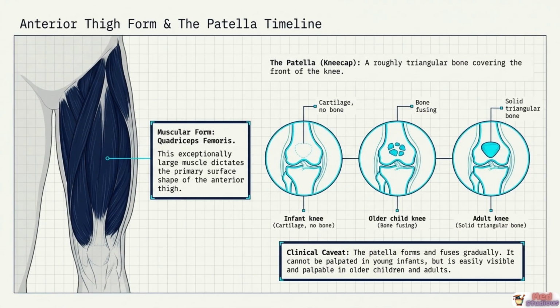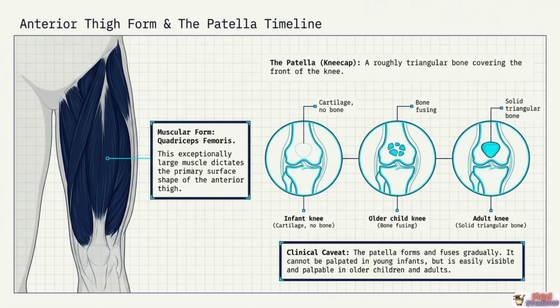Crossing the inguinal crease, we enter the lower extremity, beginning with the anterior thigh. The surface form of the anterior thigh is dominated almost entirely by a single muscle group, the quadriceps femoris. This exceptionally large four-headed muscle dictates the primary surface shape of the entire anterior thigh. Its four heads, rectus femoris, vastus lateralis, vastus medialis, and vastus intermedius, create the characteristic muscular contour visible from the groin to the knee. At the distal end of the anterior thigh lies one of the most recognizable surface landmarks in the human body, the patella, or kneecap.